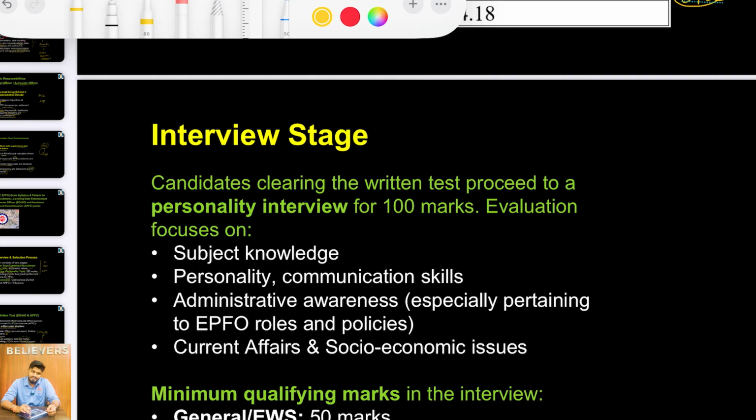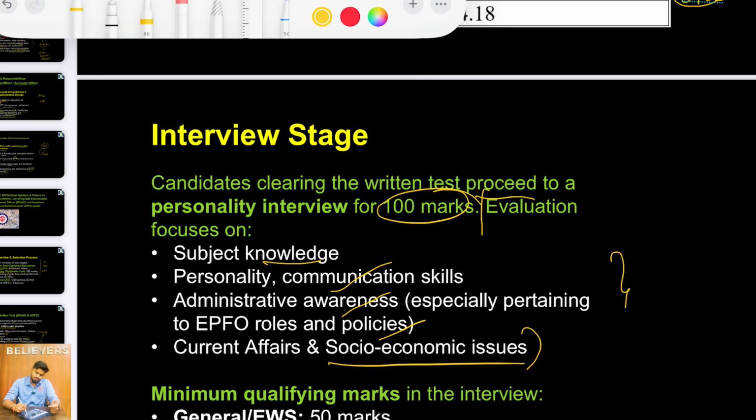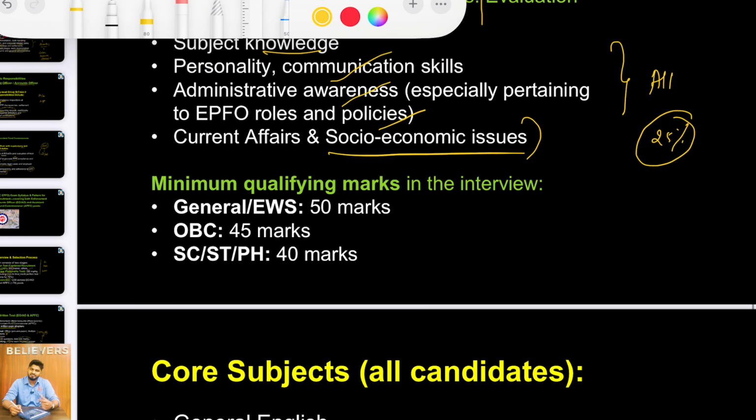Next, the interview stage. The candidates who clear the written test proceed to the personality interview, which will be of 100 marks, and the evaluation focuses mainly on subject knowledge, personality and communication skills, administrative awareness, especially pertinent to EPFO rules and policies, current affairs and socio-economic issues. All these things are very important. These will be evaluated in your interview. So the interview is also important because 25% of your total weightage comes from the interview.